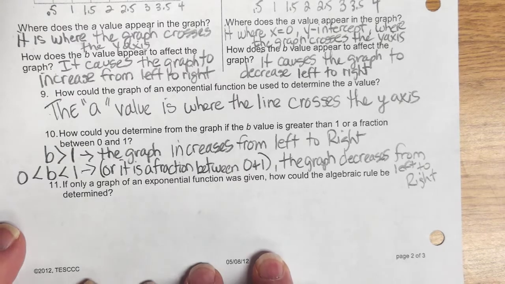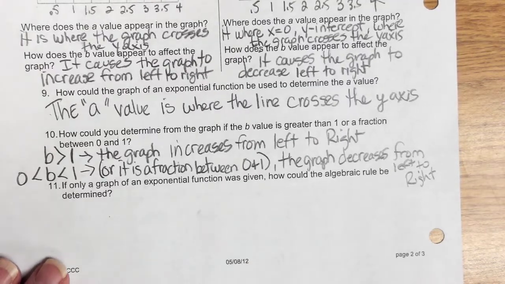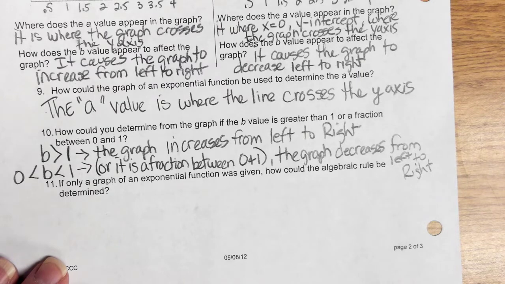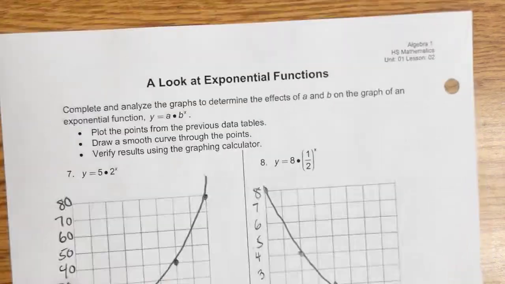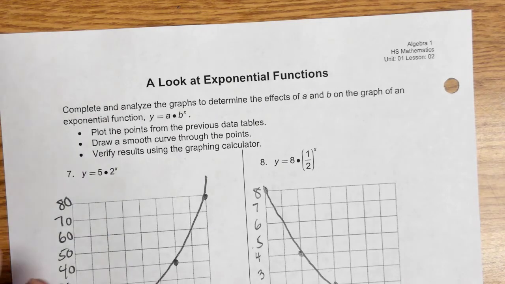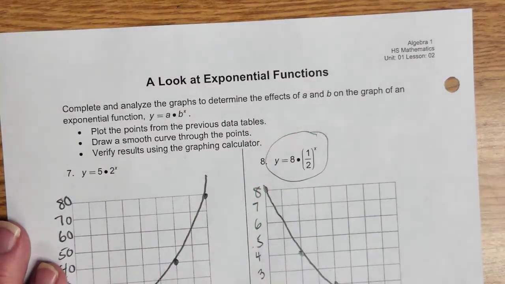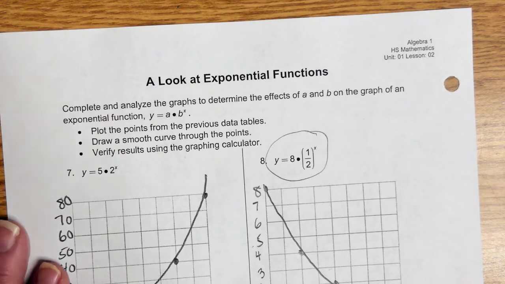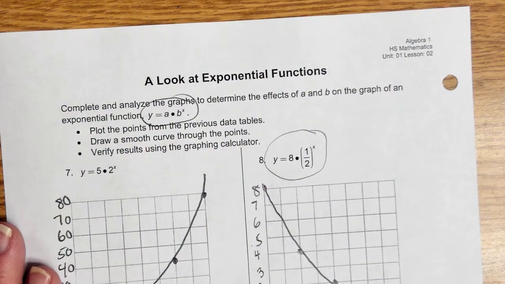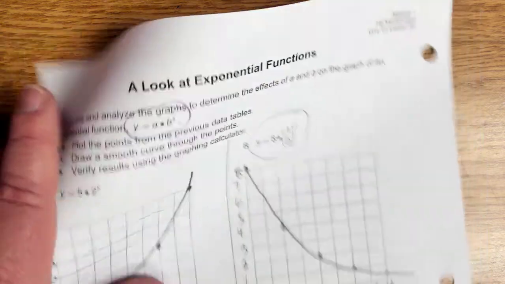If only a graph of an exponential function was given, how could the algebraic rule be determined? Now, you guys understand, we need to get these terms interchangeable. This is an equation and a function, right? Yep. This is a rule, an equation, and a function. They are all the same things. An equation is a rule, which is a function. Those terms are interchangeable, and you need a y equals on each one.